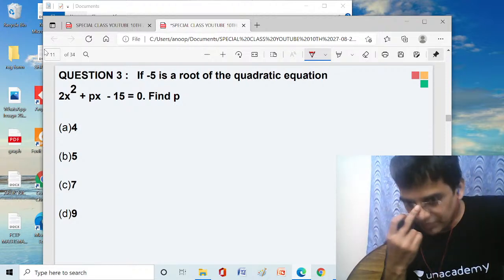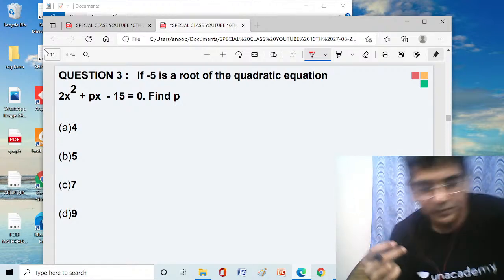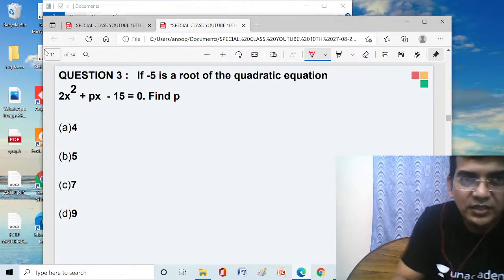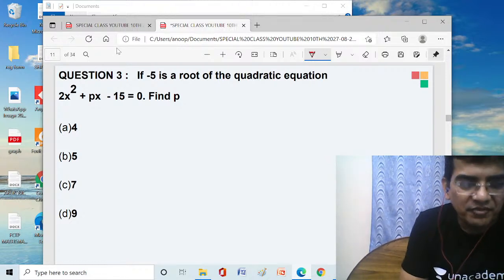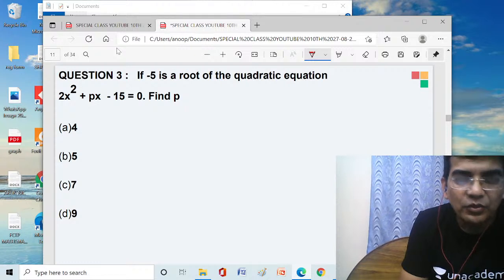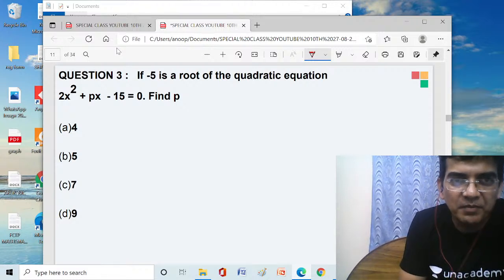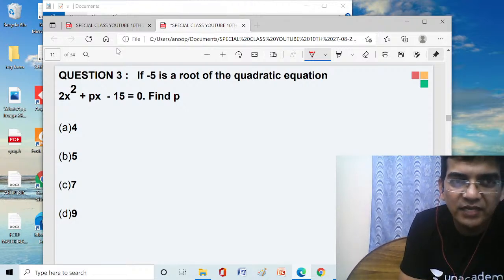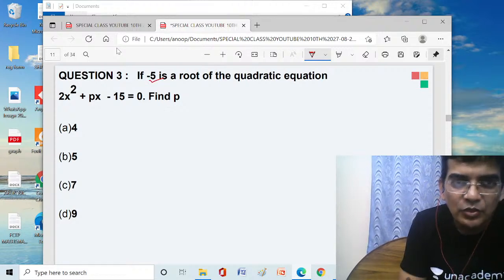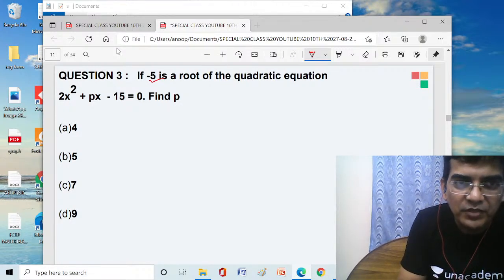Okay, so now let me explain it to you. According to this question, minus 5 is the root of this quadratic equation. If minus 5 is the root of this equation, remember that a root will satisfy the equation. So this equation must be satisfied with this value. So what we can do is, in place of x, substitute the value of x as minus 5.